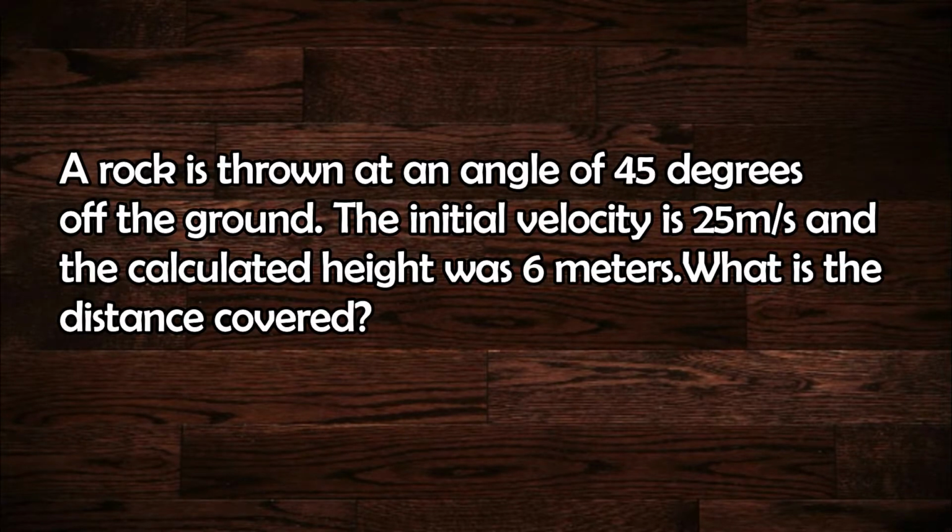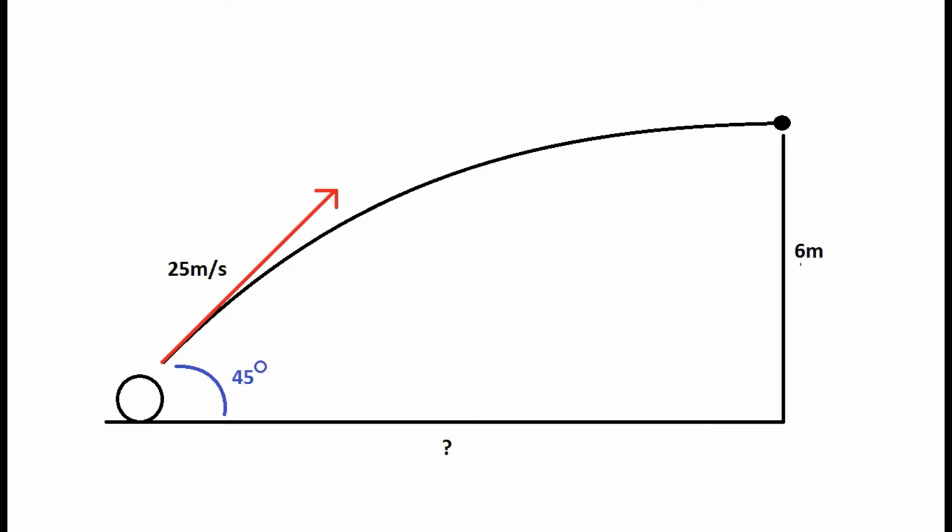Our rock is thrown at an angle of 45 degrees off the ground. The initial velocity is 25 meters per second and the calculated height was 6 meters. What is the distance covered? So in this diagram, we have our 25 meters per second, our initial velocity in a red arrow, our angle of 45 degrees, and our height of 6 meters. Our unknown is the distance covered.